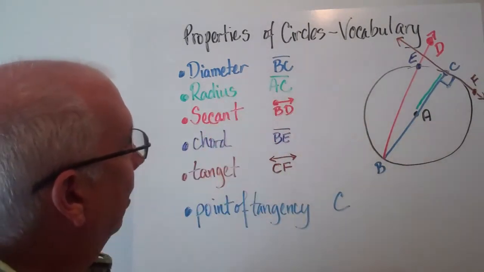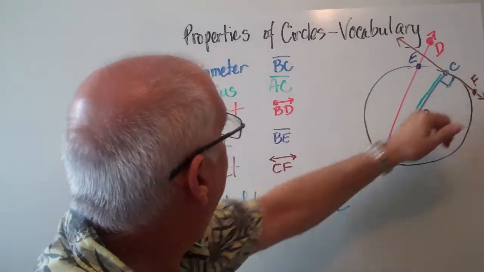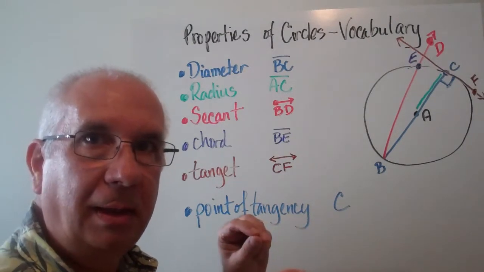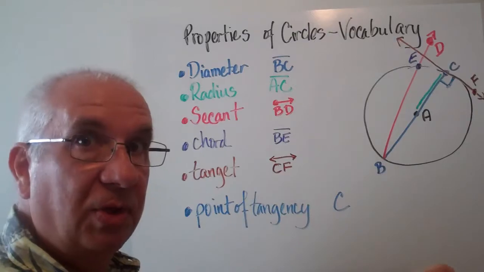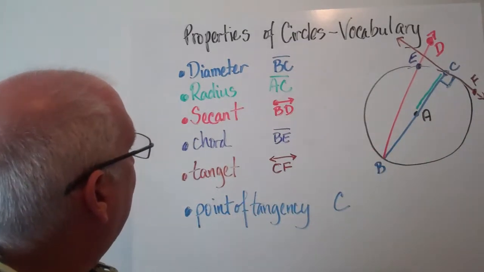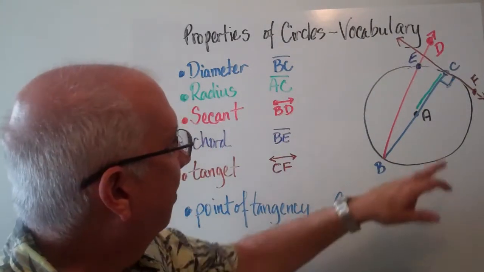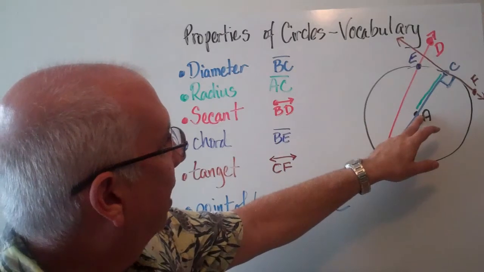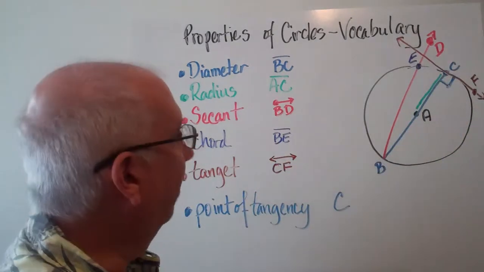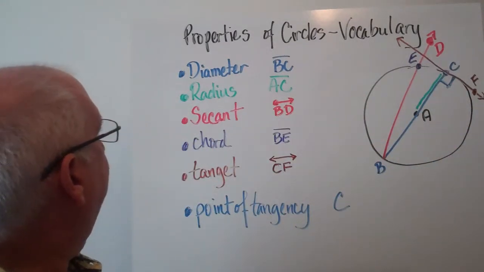First of all is the diameter. From circle A, BC is a diameter. A segment with endpoints on the circumference of the circle that passes through the center of the circle is a diameter. A radius is half the distance of the diameter. It's the distance from the center of the circle to the circumference. AC is an example of a radius.